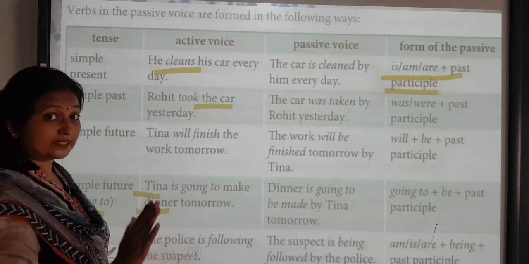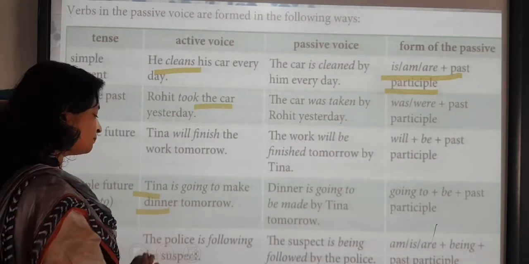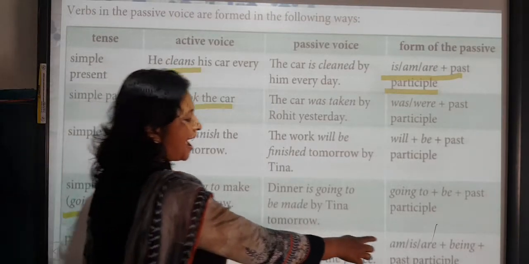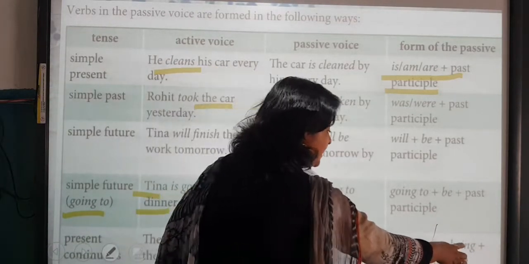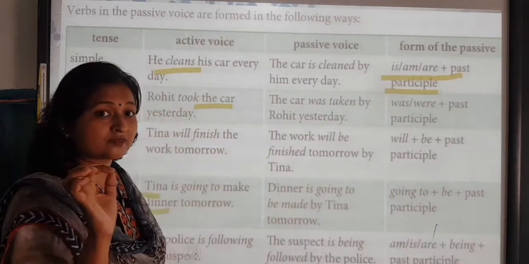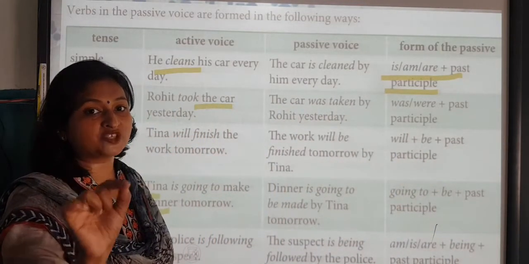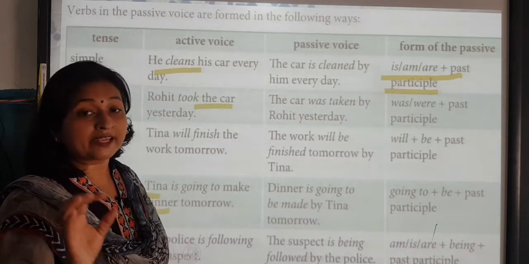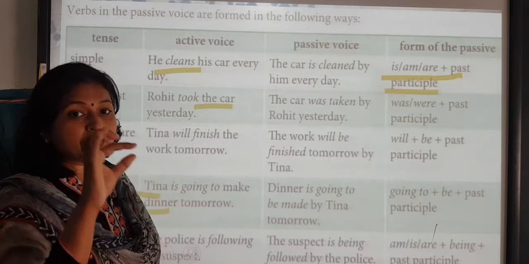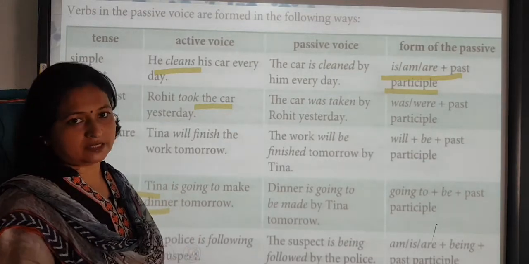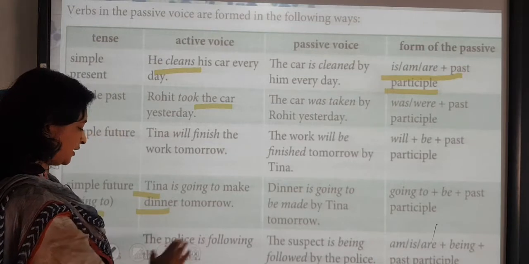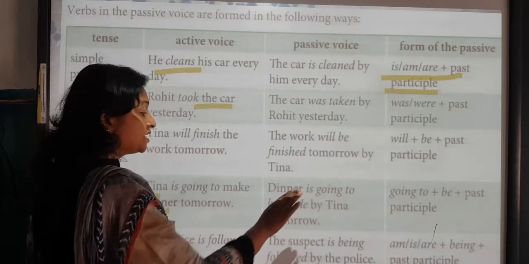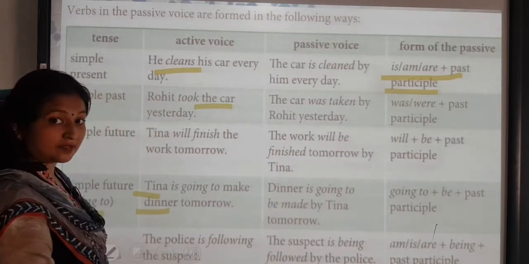Present continuous. Continuous means ing is there. The police is following the suspect. ing है तो क्या आएगा? Am, is, are plus being. ing को कहाँ कन्वर्ट किया है? Being. B-E-I-N-G. ओके क्योंकि पास्ट पार्टिसिपल डाल रहे हैं तो ing तो दिखेगा नहीं, तो ing कैसे दिखाएंगे? Being. B-E-I-N-G प्लस पास्ट पार्टिसिपल. सो द पुलिस इज फॉलोइंग द सस्पेक्ट. अभी सब्जेक्ट क्या हुआ? द सस्पेक्ट. द सस्पेक्ट इज बीइंग फॉलोड बाय द पुलिस.